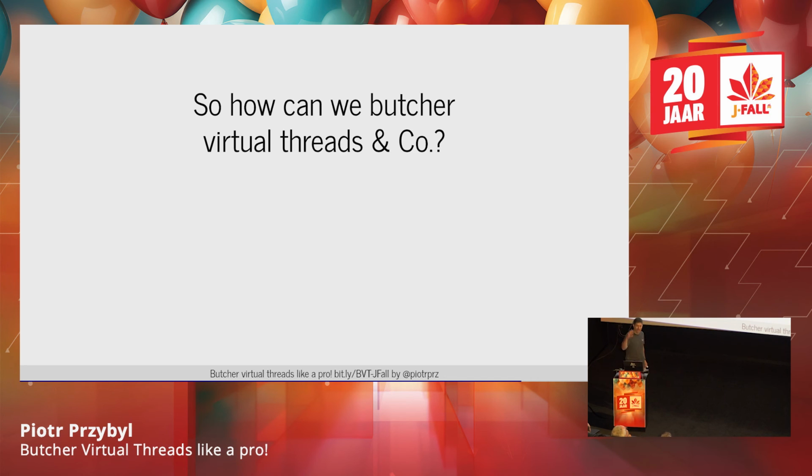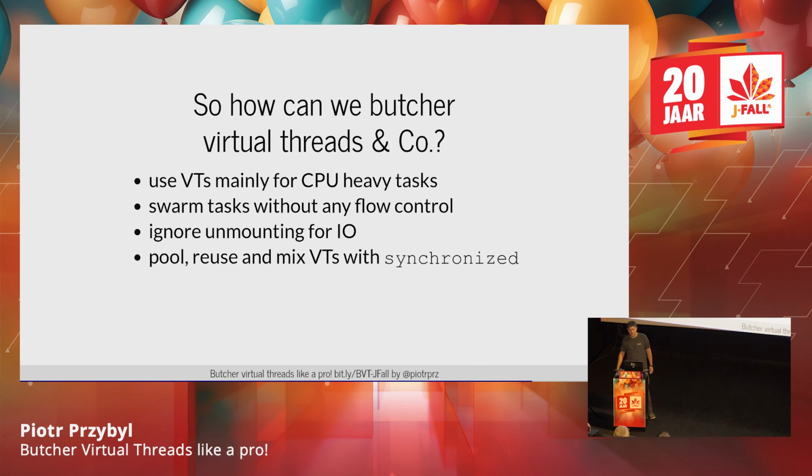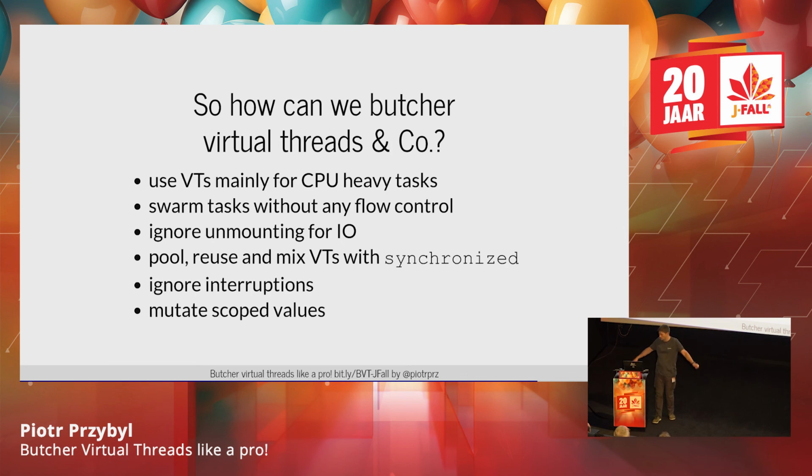So how can we botch virtual threads and friends? Use virtual threads mainly for CPU-heavy tasks, not for I/O. Use them for everything. Swarm tasks without any flow control and without any back pressure. Ignore unmounting for I/O. Just synchronize everything; that will be safe, like Vector was. Pool, reuse, and mix virtual threads with synchronized. Ignore interruptions, and mutate scope values.